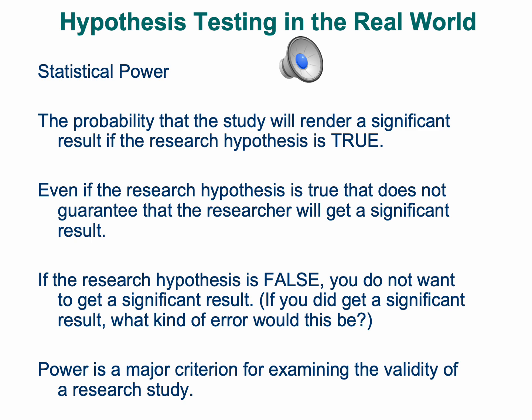If you did get a significant result, what kind of error would this be? I want you to try to answer that question. I'll talk about this, also the answer to this question, in a couple of the slides. But just think about that. If the research hypothesis is false, you don't want to get a significant result.